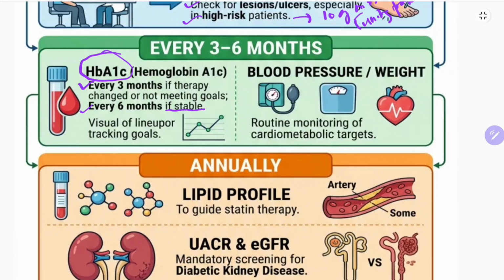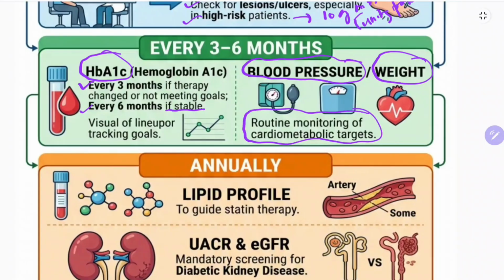So two conditions you check it at 3 months, that is when you change therapy and when A1C is not in target. But if the patient is consistently stable and the HbA1c is in target, then you can check it every 6 months. So that is one thing. And BP you should measure every 3 months, and weight you should measure every 3 months. So blood pressure and weight are nothing but routine monitoring of cardiometabolic targets.